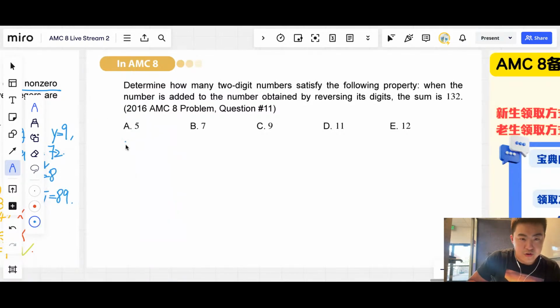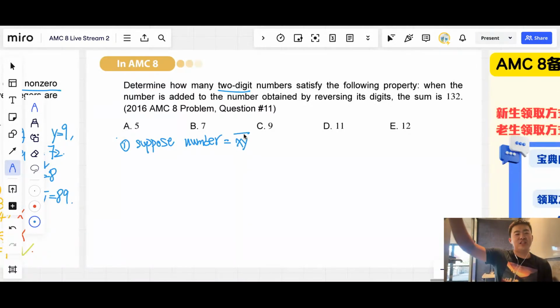So the first step is to do the supposing. Suppose the number we are looking for, at first, it must be a 2-digit number. So let's suppose the number is xy. x is the tens digit, y is the single digit or unit digit. So this one will give you 10 times x for the tens digit and 1 times y for the unit digit.